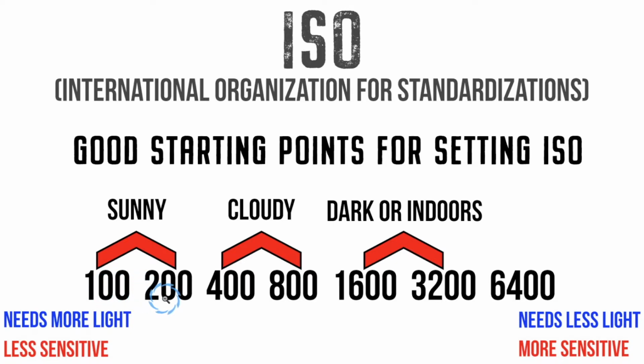But if you have a variable aperture that's like 5.6 to 7, you're going to need to be at 200 or even higher. But in general, start with these numbers and then work your way around. So if it's sunny, 100 to 200. If it's cloudy, somewhere between 400 and 800. And remember, there's 1/3 stops in between here that you can definitely use. And if it's dark or you're indoors, around 1600 to 3200.